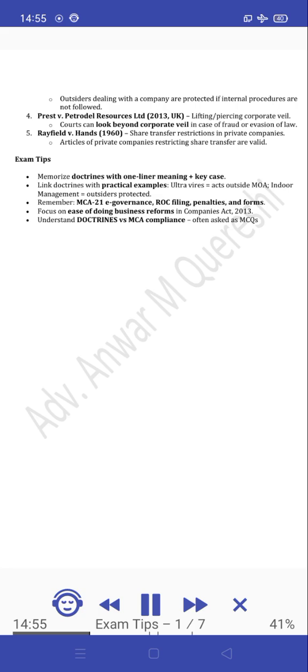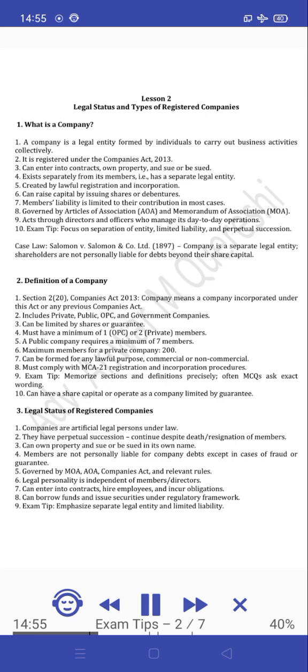Exam tips. Memorize doctrines with a one-liner meaning plus the key case. Link doctrines with practical examples. Ultra vires equals acts outside the MOA. Indoor management equals outsiders protected. Remember MCA 21 governance, ROC filing, penalties, and forms. Focus on ease of doing business reforms in the Companies Act, 2013. Understand doctrines versus MCA compliance. Often asked as MCQs.